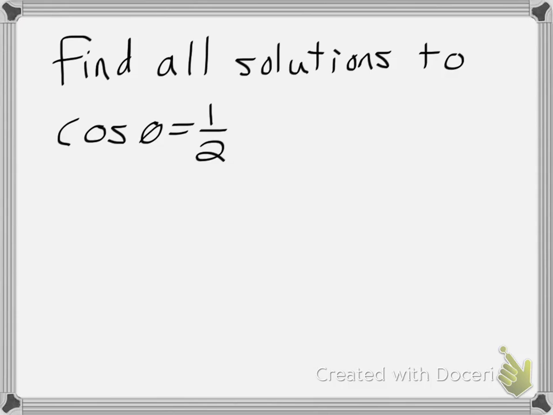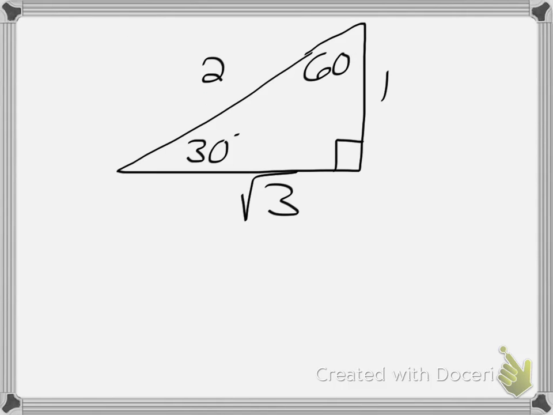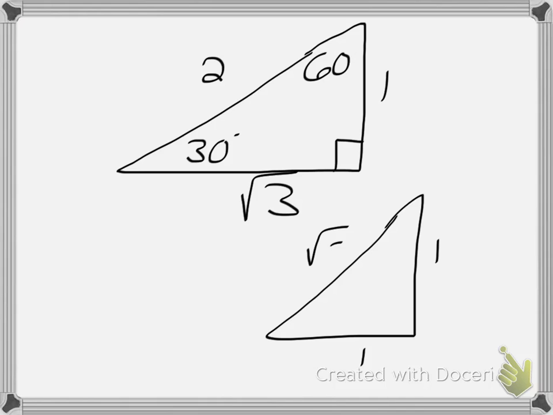What I want to do is first of all understand that it's asked to find all solutions, which means we're going to have to set it up in a way that accounts for every possible solution. Since we're talking about 1/2, let's look at our 30, 60, 90 triangle. Remember, we have two choices when it comes to these exact values of sine, cosine, and tangent. They are the 30, 60, 90 triangle, and the other is our 45, 45, 90 right triangle.